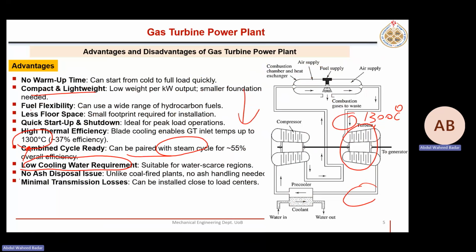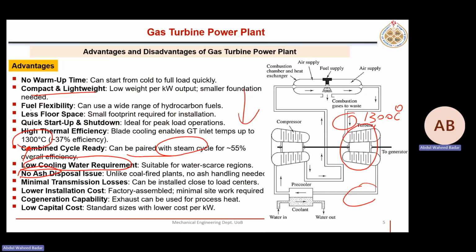Okay, no ash disposable because normally the fuel which is used is combusted and exhausted. Right? But the fuel is not solid coal here. In case of solid coal, which is used in steam power plant, it becomes ash and then it has to be removed also. Okay, let's just go through it.